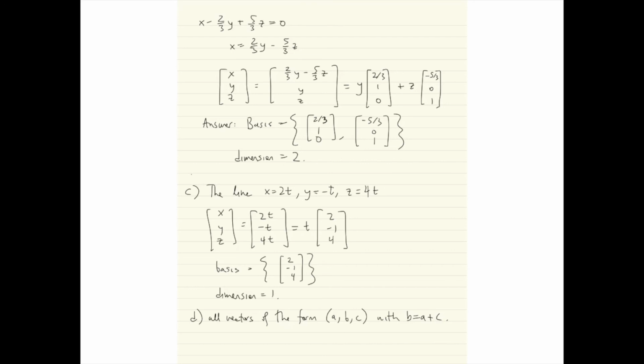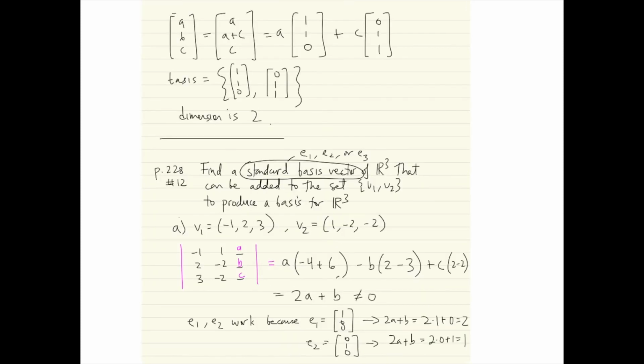Then part D says find a basis and dimension of all the vectors of the form ABC, where B is equal to A plus C. Okay, so writing this ABC as a column vector, we are given that B is equal to A plus C. So A and C are our free variables. Let's factor them out. And then we see that we have these two vectors here as a basis. And so therefore the dimension is 2.